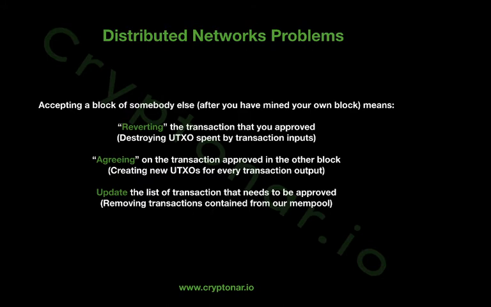transaction and agree with the others, no? So you also need to update the list of transactions that need to be approved, because maybe the other person approved transactions that are different from yours, no? Most probably. So your mempool is not going to be the same as the other person's, because you approved something and they approved something else. So you need to update also the mempool, no?